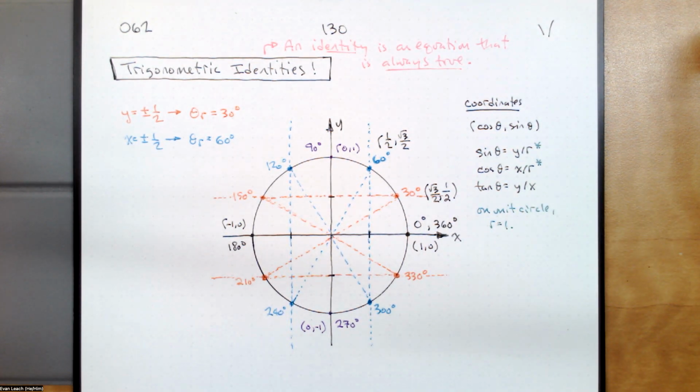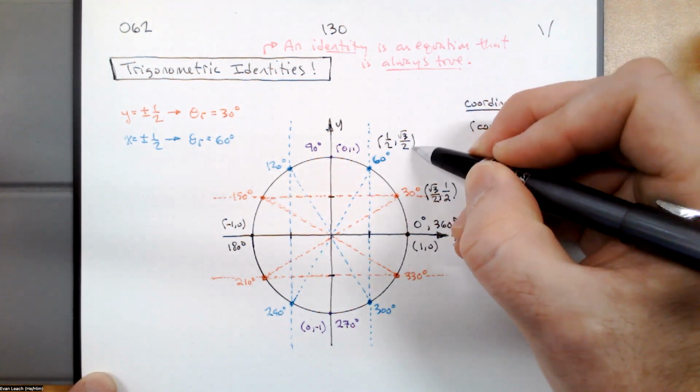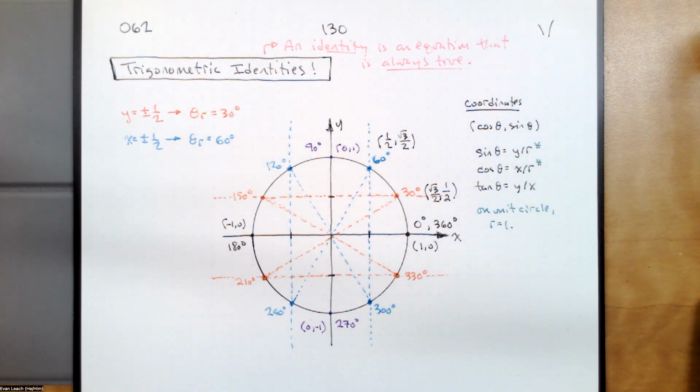This is supported by remembering that co-functions of complementary angles are equal. So the sine of 30 is equal to the cosine of 60. Co-function, sine and cosine, complementary angle, 30 and 60. They come from the same triangle. What's opposite the 30-degree angle in the 30-60-90 triangle is adjacent to the 60-degree angle in the 30-60-90 triangle.